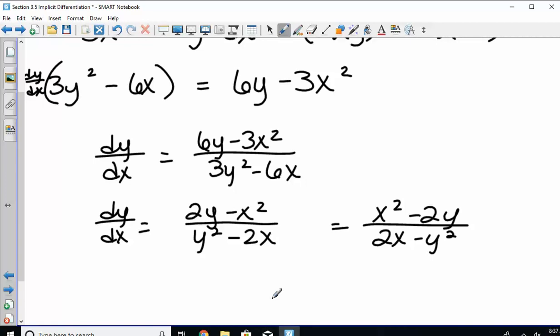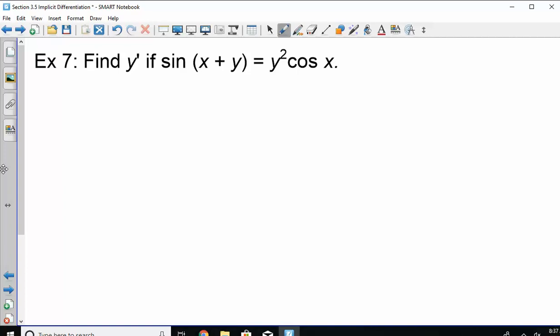Okay, let's try one more involving trig functions. So find y prime, that means just find your dy dx. So we are going to start on the left. Derivative of sine is cosine. Inside stays the same. Have to do chain rule, so times derivative of the inside, 1 plus dy dx.